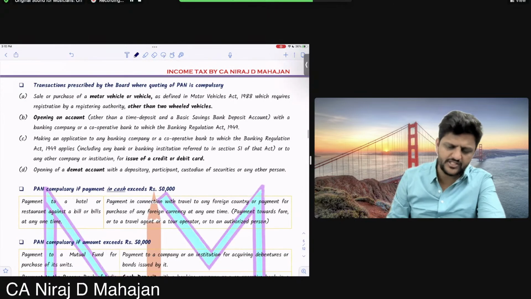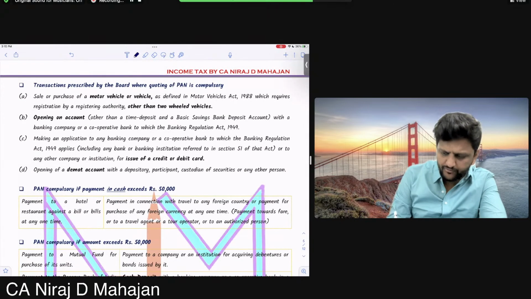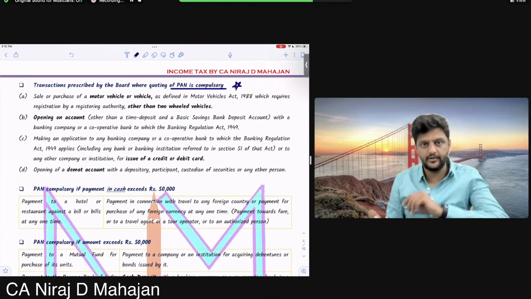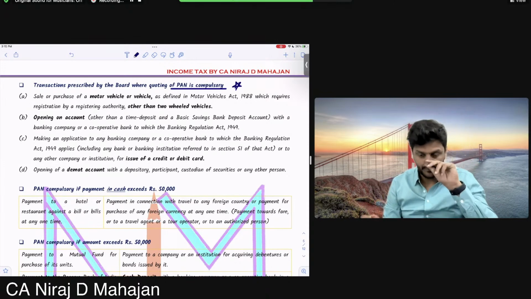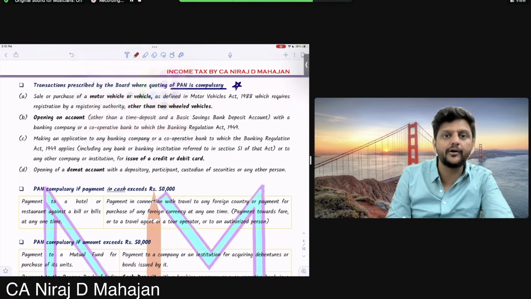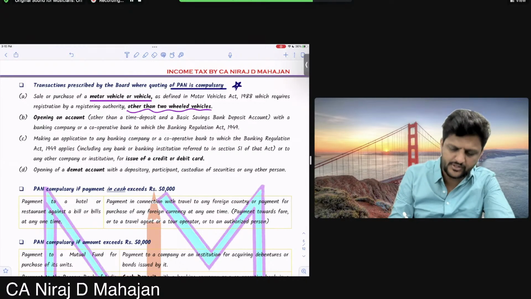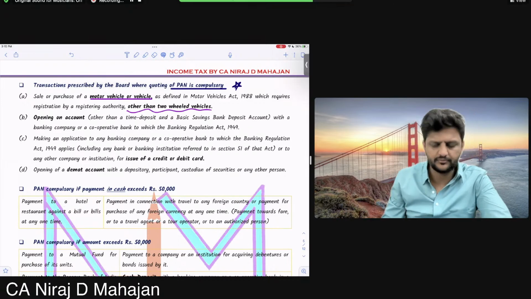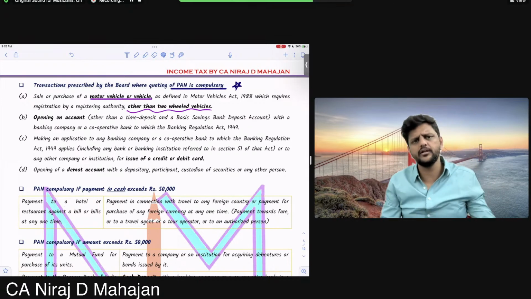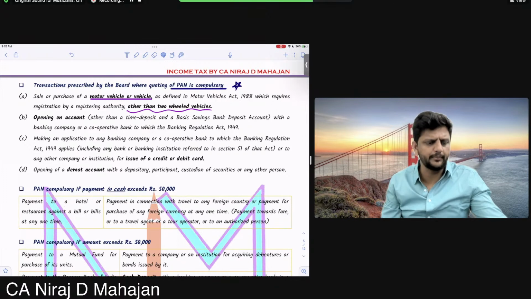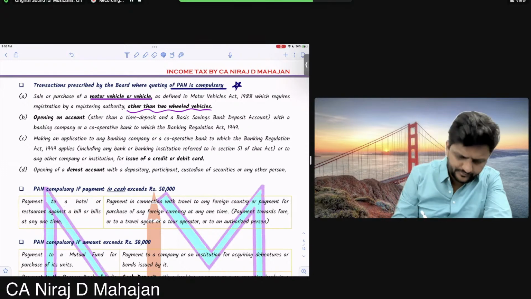Quickly, chalo. Transaction prescribed by board CBDT, where quoting of PAN is compulsory. Okay. PAN is necessary. That's why I told you that is how they get all the data for analysis. Check. Sale or purchase of a motor vehicle, other than two-wheelers. Understood? If you buy a motor vehicle other than two-wheeler, compulsory you have to submit a PAN, or it is required for them to collect the PAN. Clear?